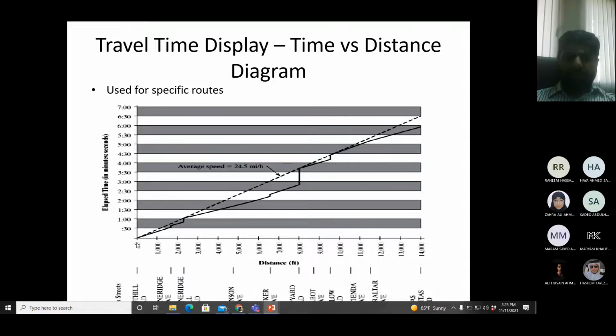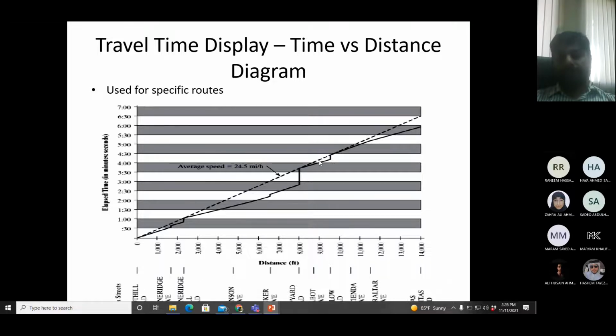So at 0 time, the car was at 0 feet. At 30 seconds, the car was at this distance. At 1 minute, the car was at this distance, and so on and so forth. So you note down the distance and the time, and you plot it, and you plot the movement of the car. Then you see another line, which is a dotted line, and this has to be for a particular route. This is not for a region, this is for a particular route, from one point to another point.